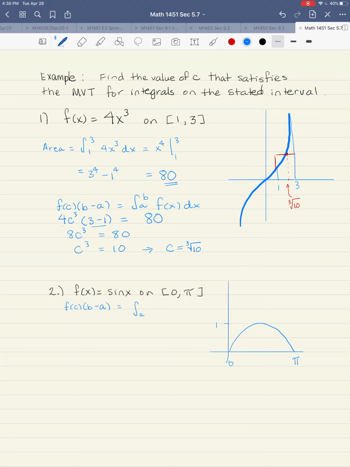So what we want to do is find where f of c times b minus a is equal to the integral from a to b of f of x dx. So let's do it all in one swoop. F of c in this example would be the sine of c. B minus a is pi minus 0. And then over here we're integrating from 0 to pi sine of x dx. So this over here will simplify to pi times the sine of c. The integral of sine is minus cosine.